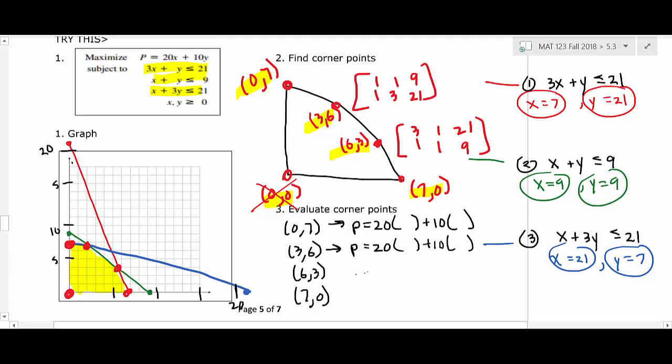Okay, and this is the easiest part of the problem right here. Once you've done all the work, it's just now a matter of doing the arithmetic and seeing which one's the biggest.